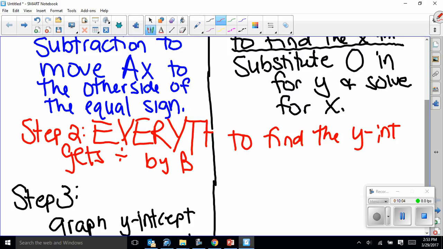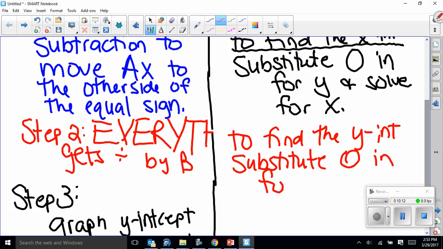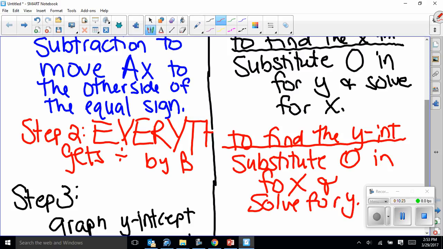So to find the y-intercept, we're going to substitute 0 in for x and solve for y. Guess what? Once we solve for x, that gives us our x-intercept. When we solve for y, that gives us our y-intercept. Connect the dots, and you're done.